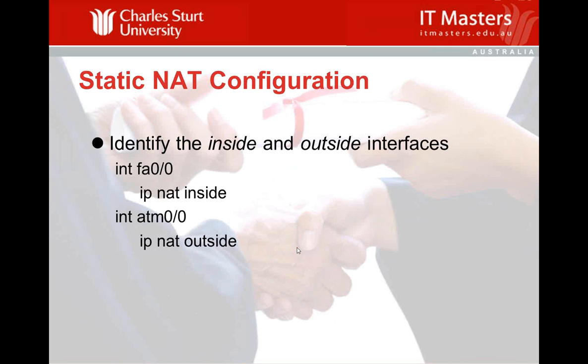Okay, so why have I used those interfaces? Because that's typically what you'll see on some sort of DSL service, home DSL service. Okay, so your FastEthernet 0/0 will be your IP NAT inside. Your ATM, which connects to your DSL, will be your IP NAT outside.